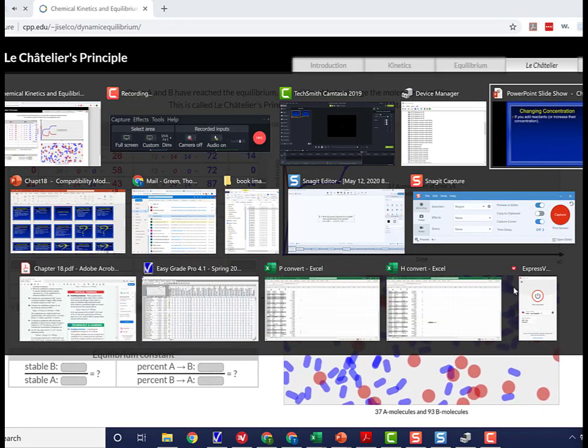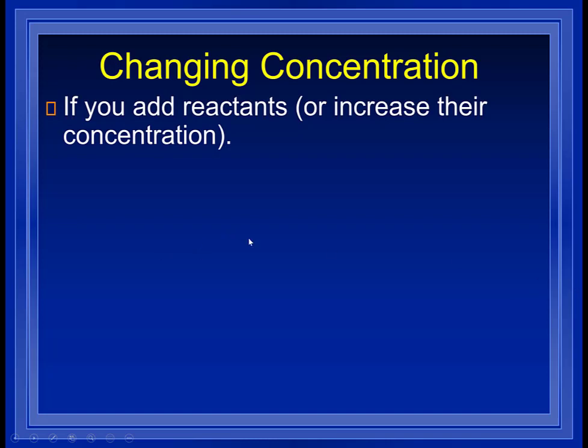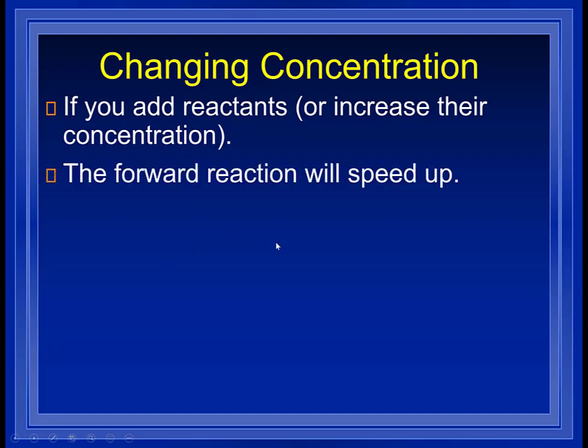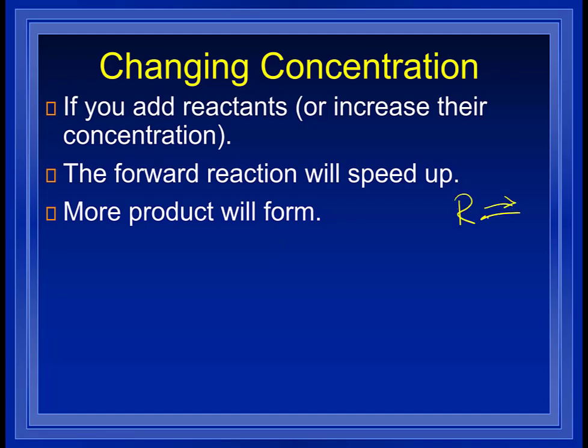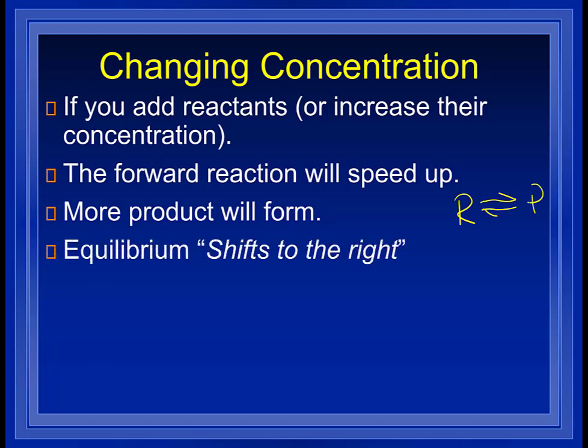So let's go back to there. So this is where we're at. We added reactants there. We increased their concentration. So what happens is the forward reaction speeds up, so more product will form. And since we've got to define reactants turning into products, if I just draw my arrows, reactants turning to products. Chemists say equilibrium shifts to the right because if it makes more products, that means on the right-hand side is products.